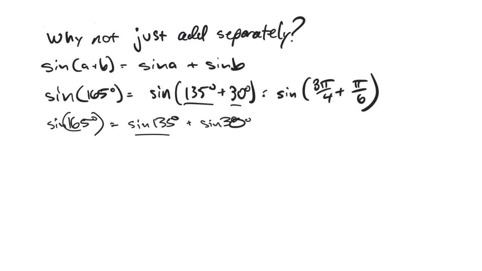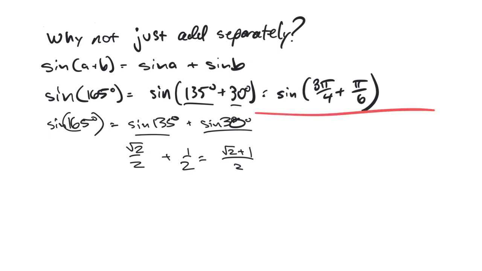Well, this is the square root of 2 over 2, and this is 1/2. So this is radical 2 plus 1 over 2. Okay, that's if I separate them out. If we use the identity instead, I'll change colors here. Let's go use the identity and shrink down my pen.